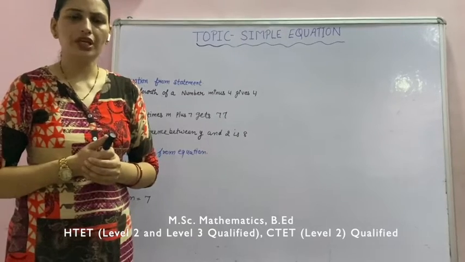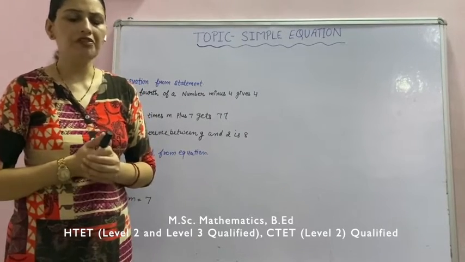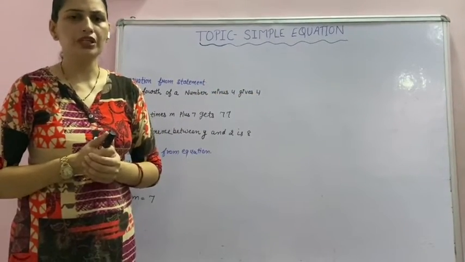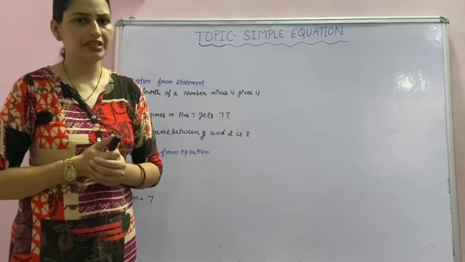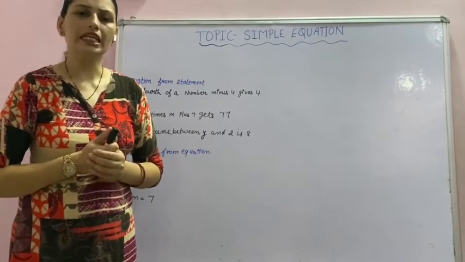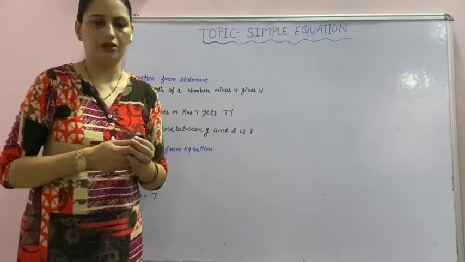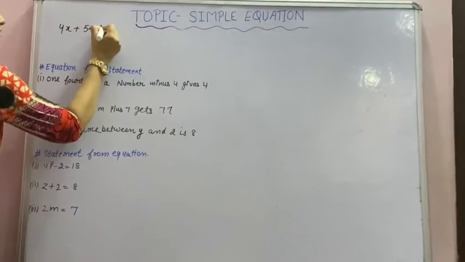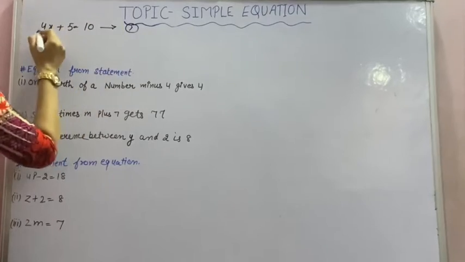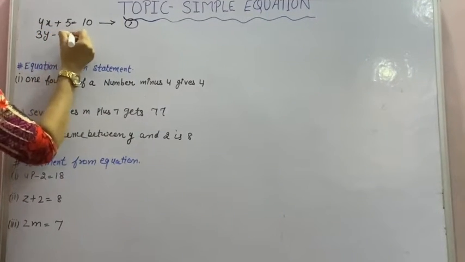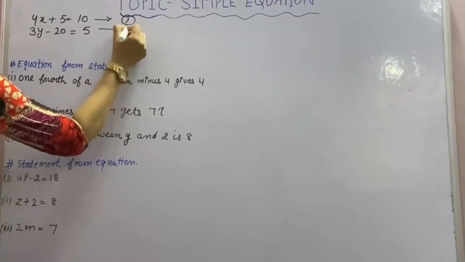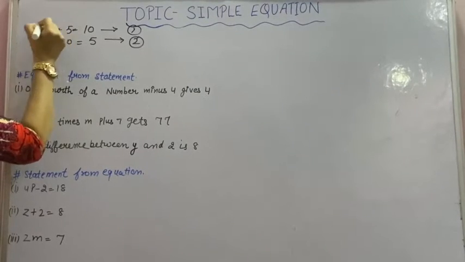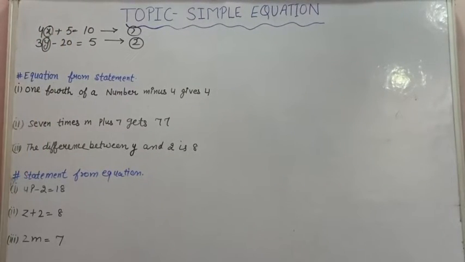I hope you are enjoying these lectures and today we will discuss simple equations. First of all, let us recall what you learnt about equations in your previous classes. An equation is a condition on a variable. For example, 4x plus 5 is equal to 10. This is the first equation. 3y minus 20 is equal to 5. This is the second equation. In the first equation, x is the variable. In the second equation, y is the variable.